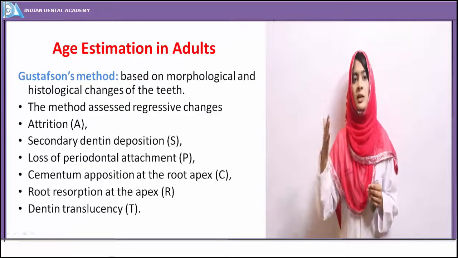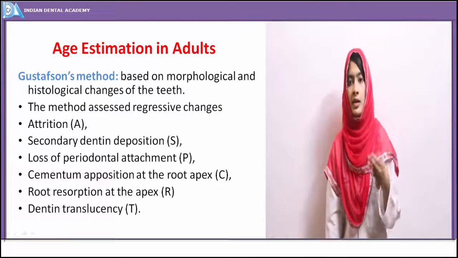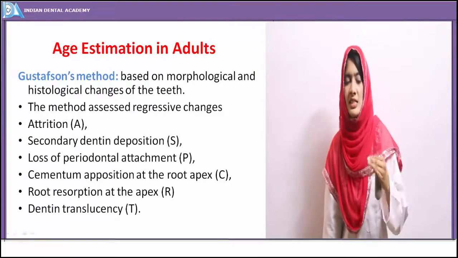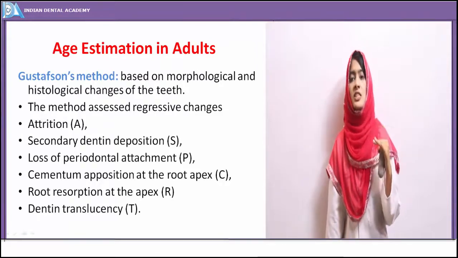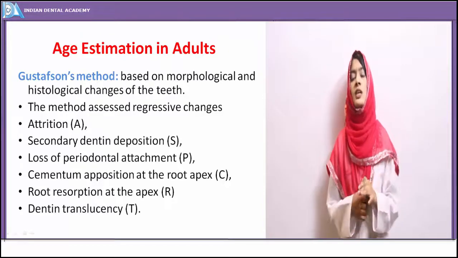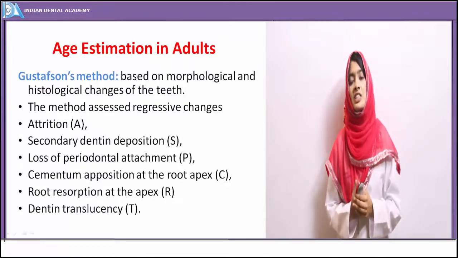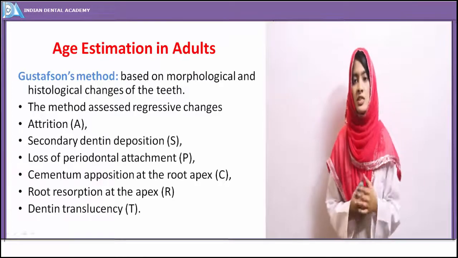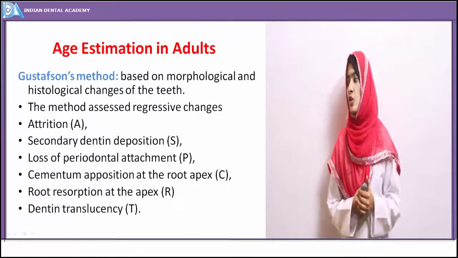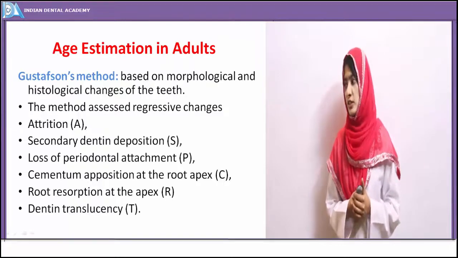Morphologic changes is nothing but attrition. The tooth may be attrited in the lifetime of the individual. So these sort of morphologic changes help us in identifying the age of the individual. Age estimation in adults is carried out based on these changes. So Gustafson's method is based on morphologic and histologic changes of the teeth.